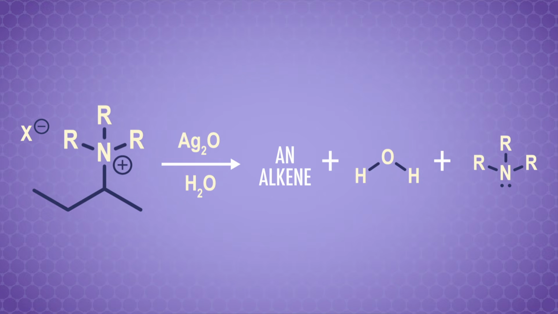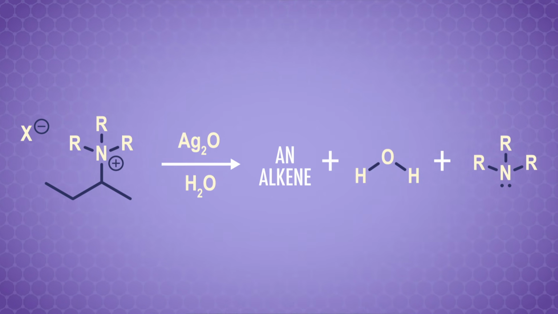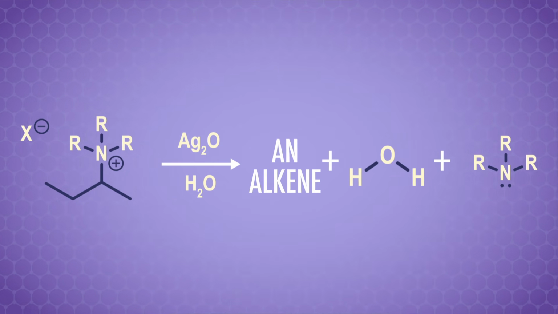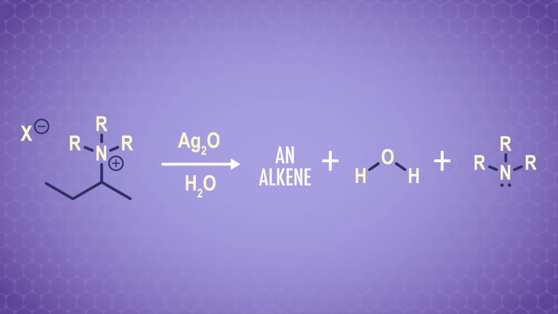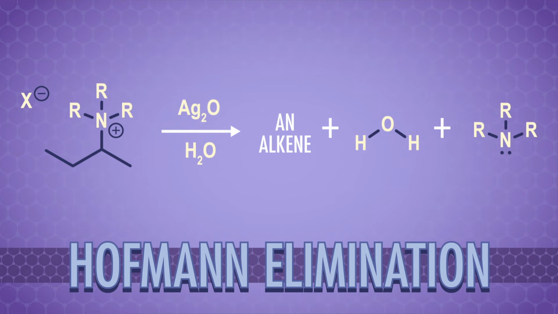If we take a quaternary ammonium halide and heat it with silver oxide and water, a hydroxide ion plucks off a proton as the nitrogen leaves, giving us an alkene, water, and a tertiary amine. This is known as the Hoffman elimination, named after the chemist who discovered the reaction.